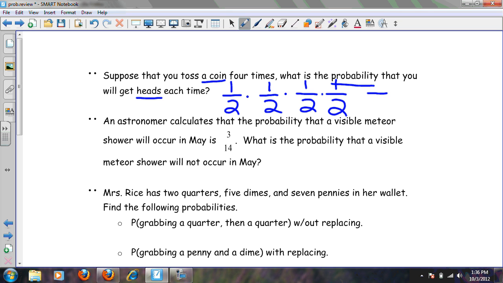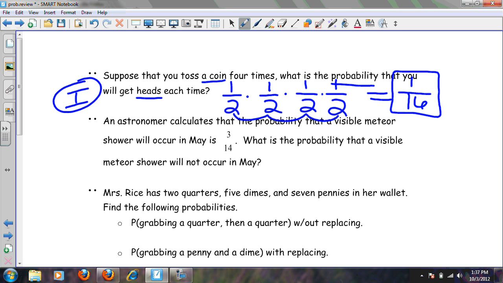Multiplying all those together, 1 times 1 times 1 times 1 is 1. 2 times 2 is 4. Times 2 is 8. Times 2 is 16. I have a 1 in 16 chance that if I flip a coin 4 times in a row, all of them will be heads. Independent or dependent? They're independent. The first flip doesn't matter about the second flip. I still have the same chance.